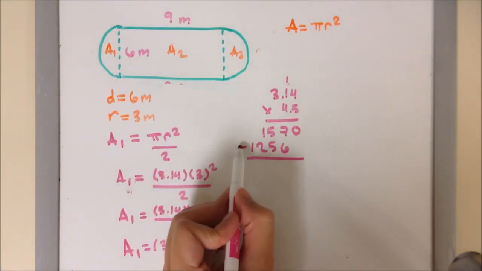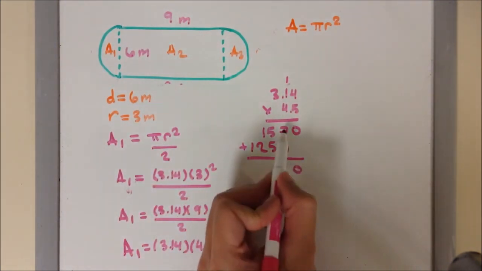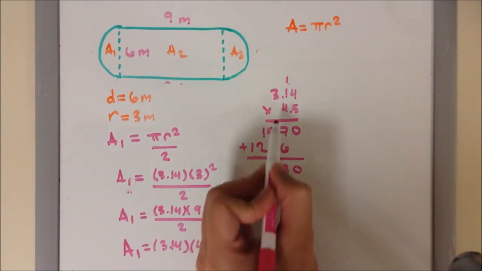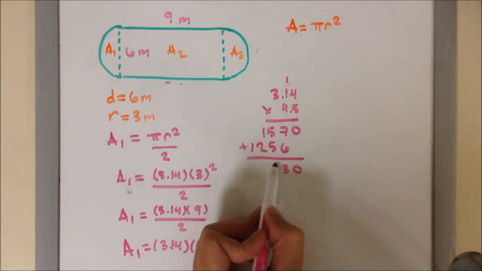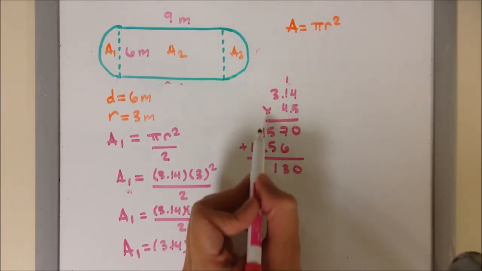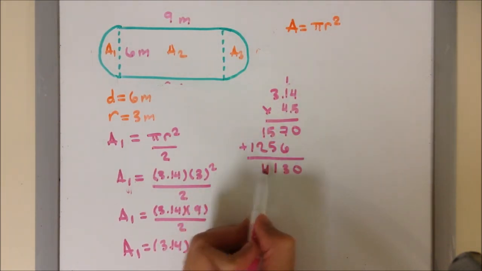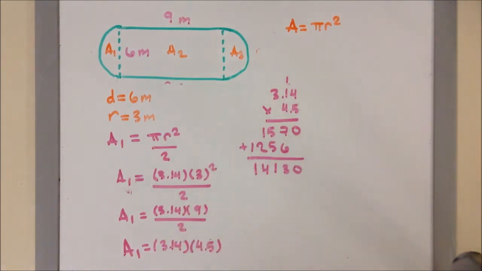So I'm going to add up the numbers. 0. 7 and 6, that's 13. Carry the 1 up here. 5 plus the 1, that's 11. Carry the 1 here. 1, 2, that's 4 with a 1. Alright, so we have that.